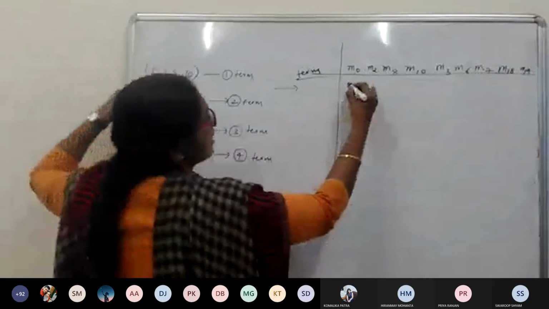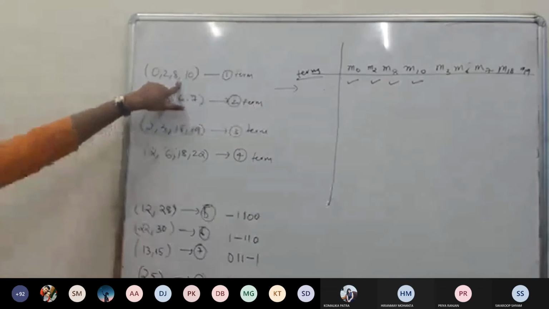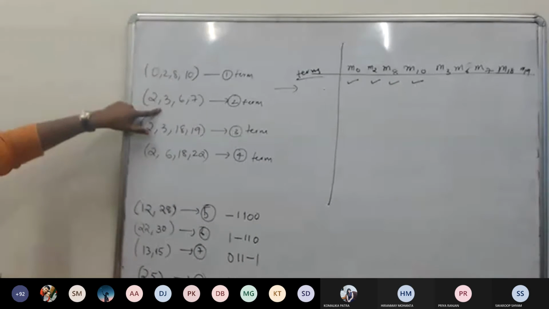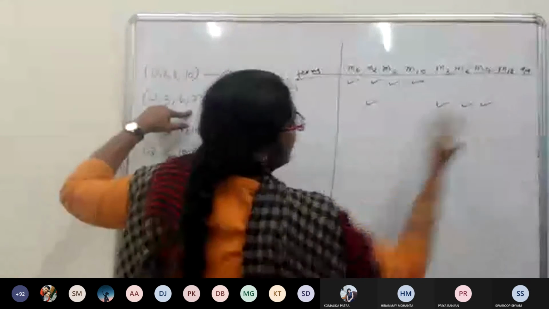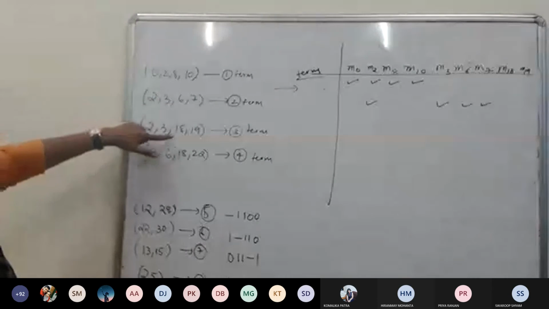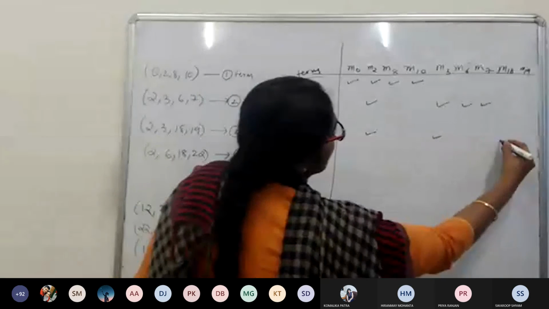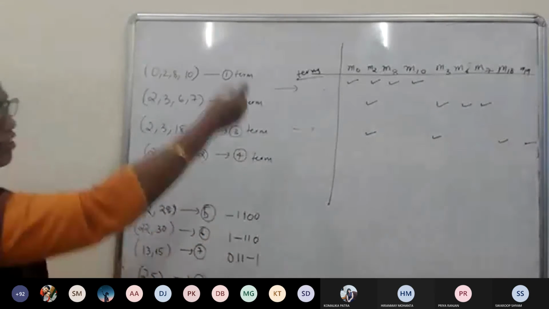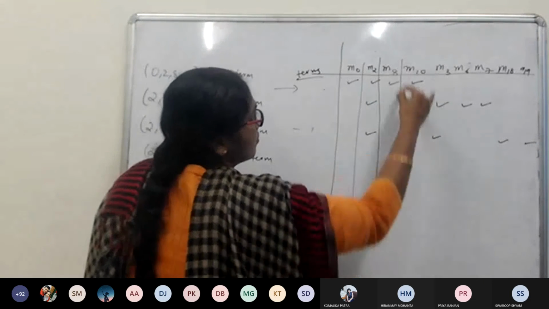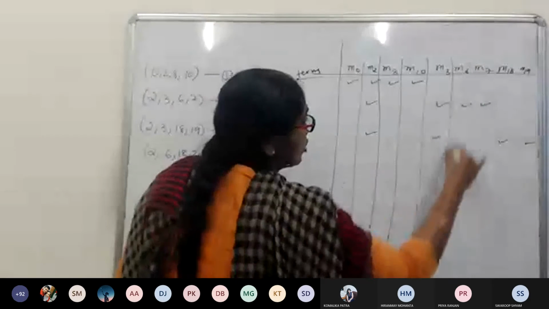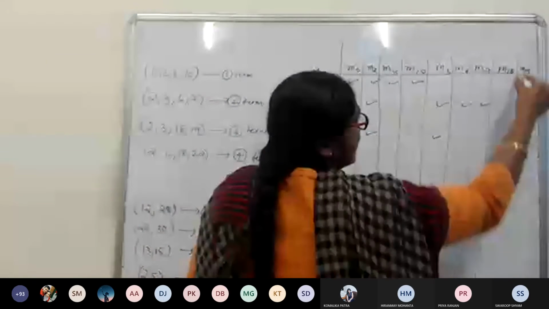So what we will do? We will take M0, M2, M8, M10 and just give a tick. Now second term covers 2, 3, 6, 7. Similarly, this is third term: 2, 3, 18, 19. So like that we will have. If you are confused, please try to write like this also. It's better, so that you don't get confused. Every term will be having a cover of min terms.